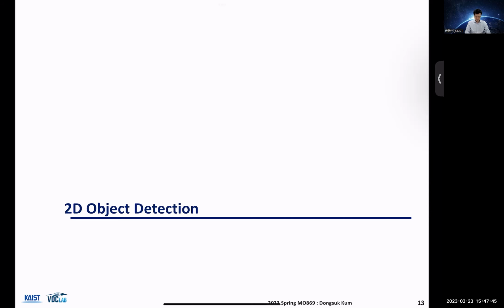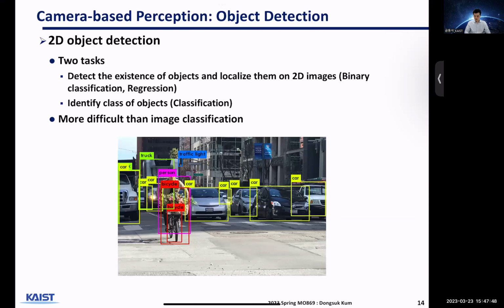Okay, so let's get started with simple 2D object detection. 2D object detection has two sub-tasks. One would be to identify the class of objects, and the other would be the existence of objects and localizing them on the 2D image, using binary classification and regression.